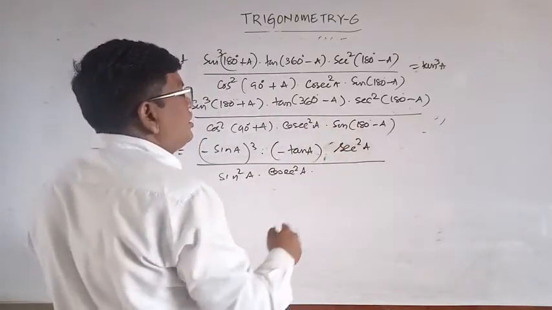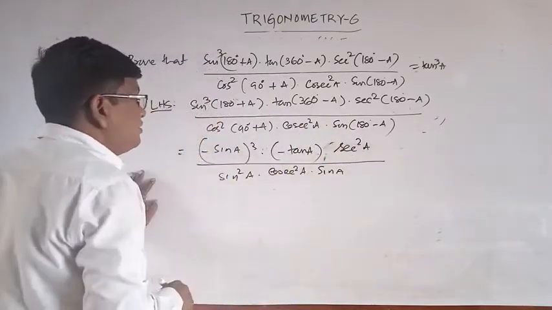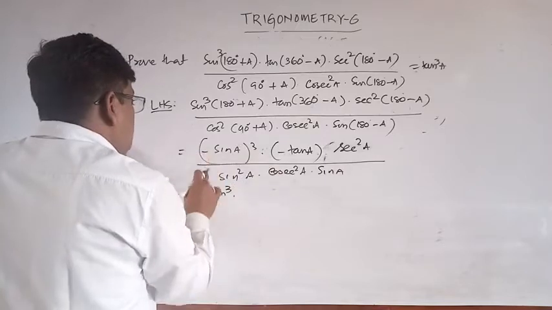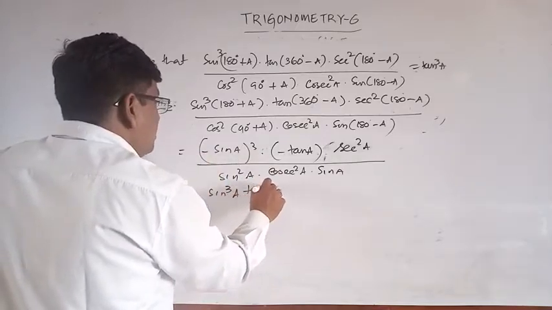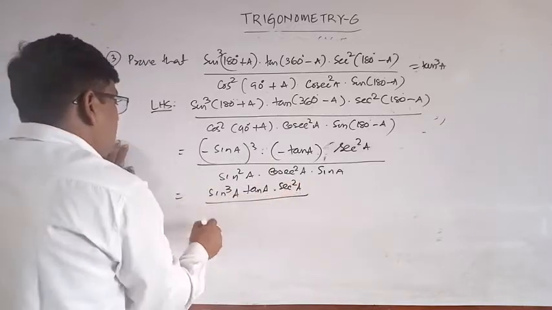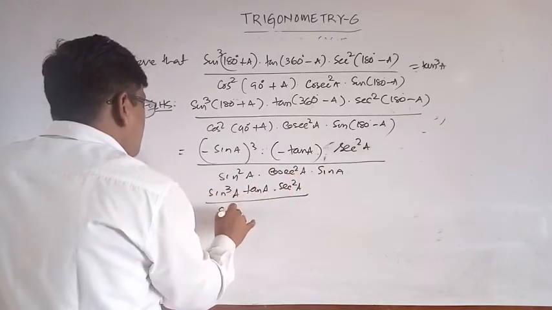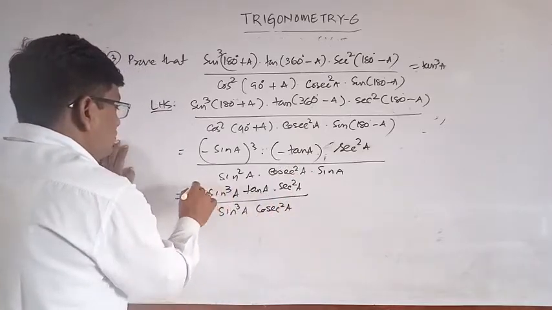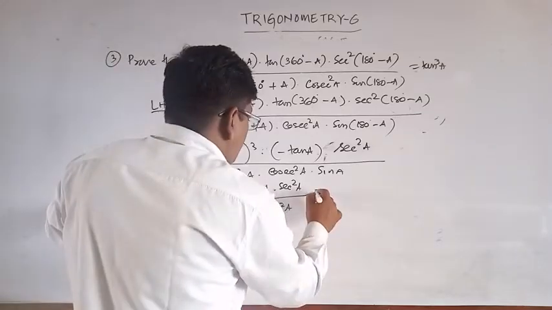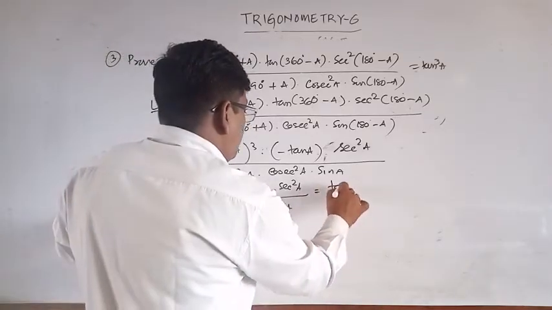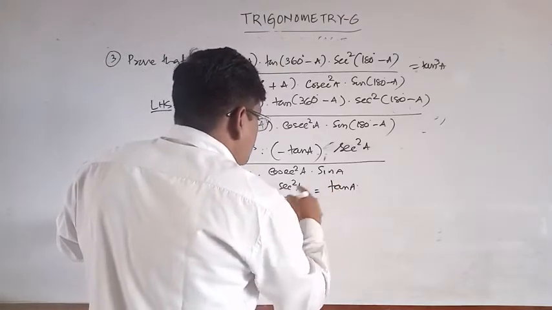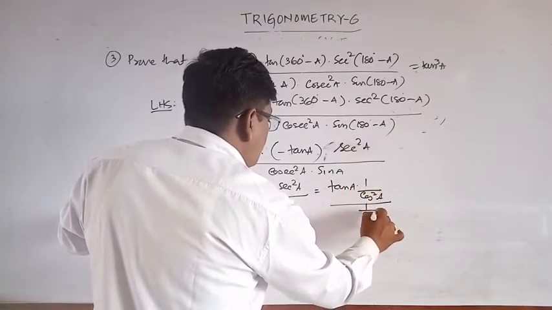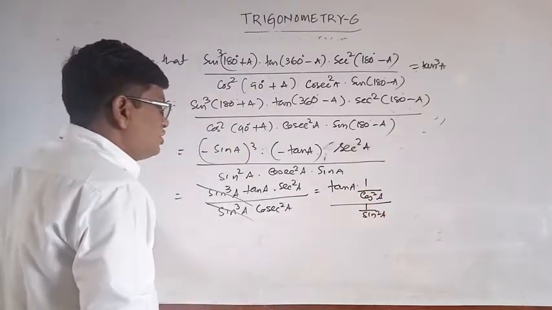And this is what? Sin (180 minus a), this is sin a. So this is what? Minus sin cube a into minus, plus. So sin cube a into what? Tan a into sec square a divided by sin cube a into what? Cosec square a. So sin cube a cancels. Then what is here? Tan a, and sec square a means 1 by cos square a, and here this is 1 by sin square a.